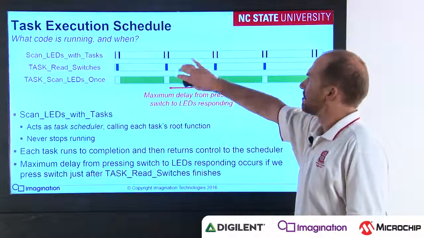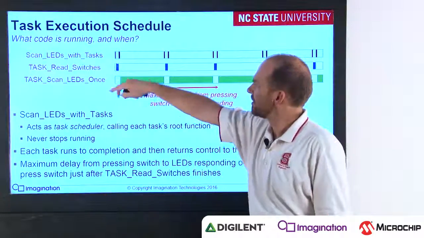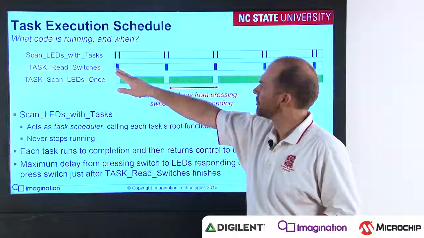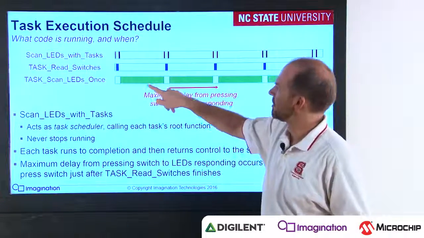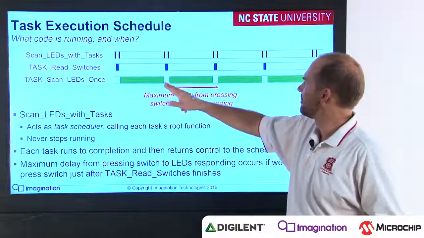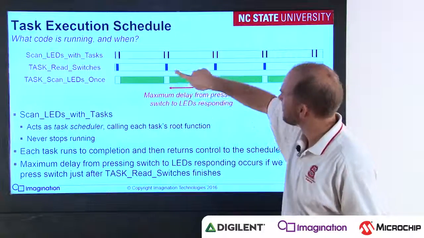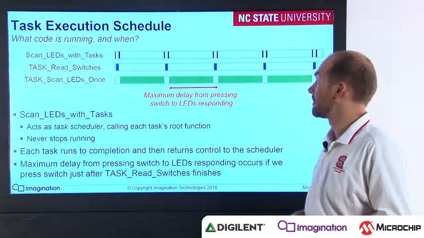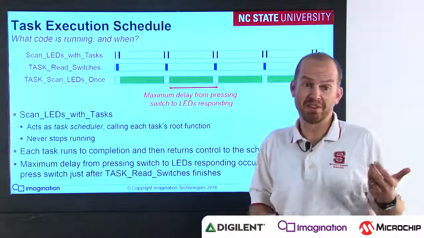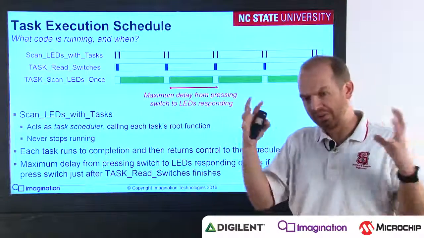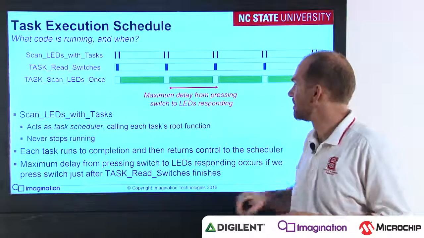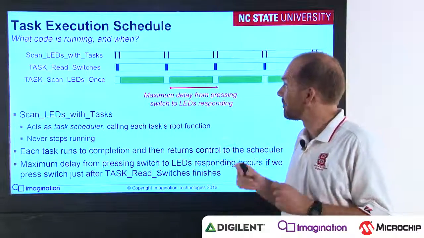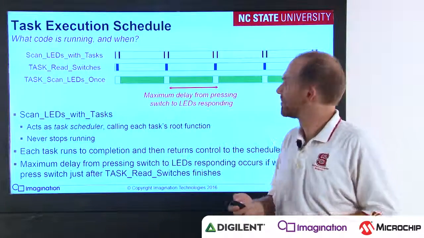So here is what the processor is doing. The task is executing our read switches and scan LEDs once, and the switches are only read between the calls to the scan LEDs once, and that's why we have such a large potential delay. If we press the switch at this time, it won't be noticed until here, which is significant. So this performance isn't much better than the previous version of the code where all the code was stuck together in one function. But this code is going to be much easier to maintain, and we're going to use it as a foundation for the next steps.